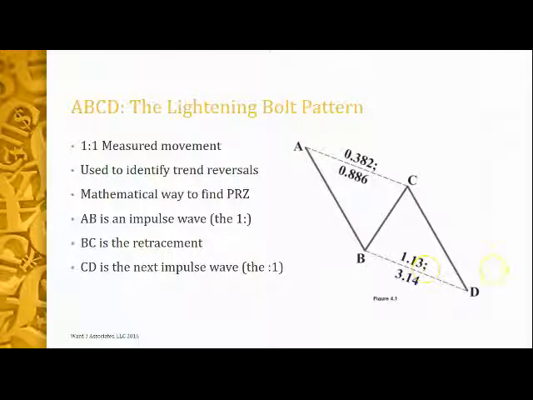Okay. Now, these numbers down here are the extension levels of D. So what this says is, if you fib from B to C, this D should have extension levels of 113 to 314.